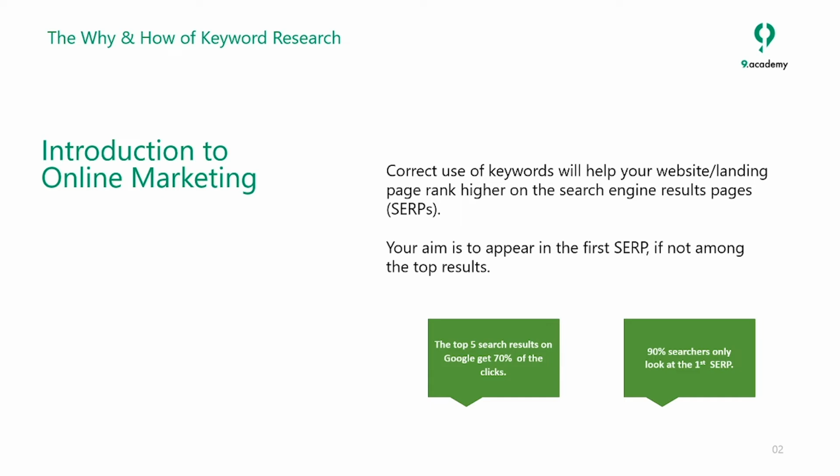So correct use of keywords will help your website landing page rank higher on the search engine result pages. When people are searching and using certain keywords, you of course want to come up on the first page of Google, because people rarely go to the second, third, or fourth pages. They generally stay on the first page and find what they want within those results. So for you to get there, you need to make sure that your websites, every post, and your landing pages have these types of keywords so that you appear on the first page when people are looking for you.